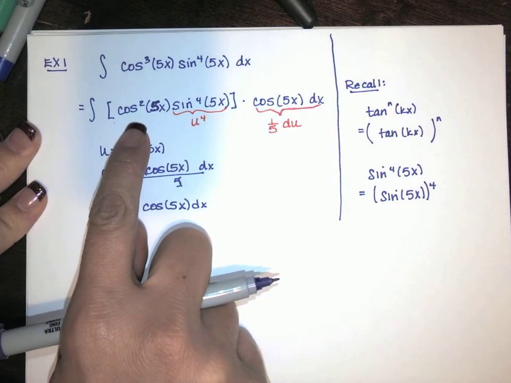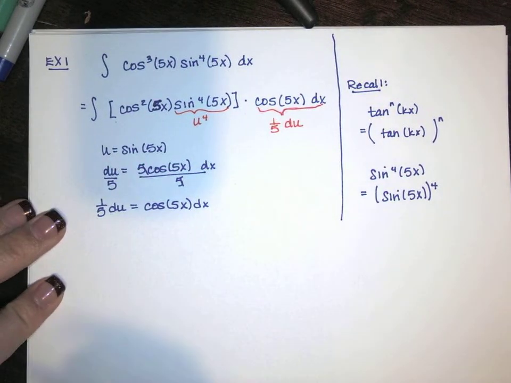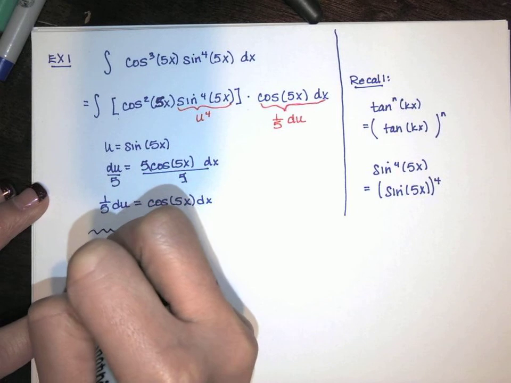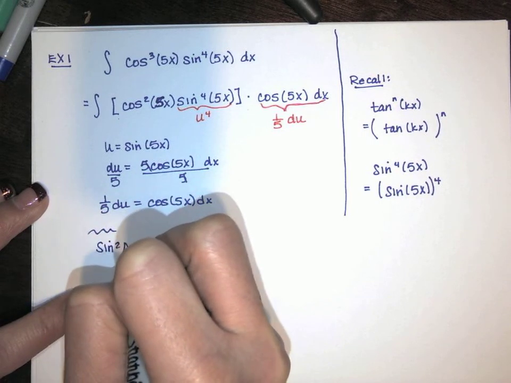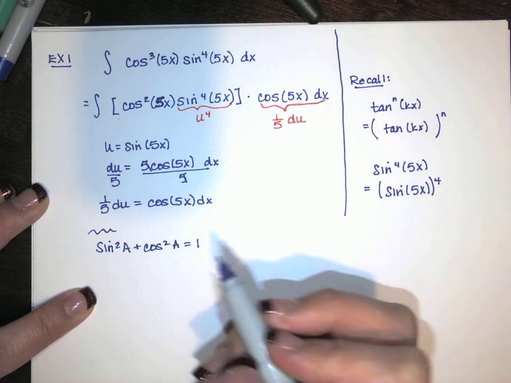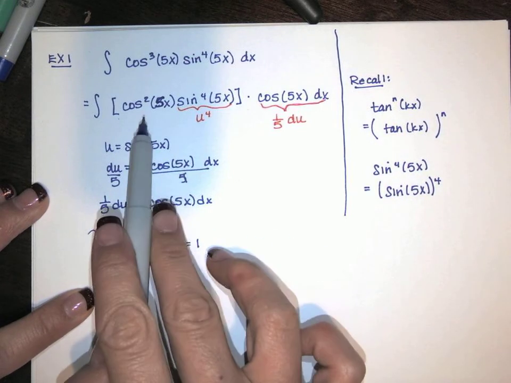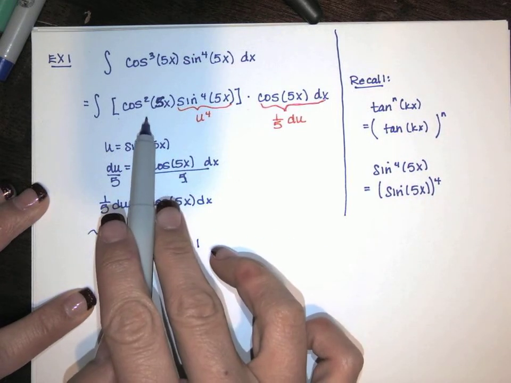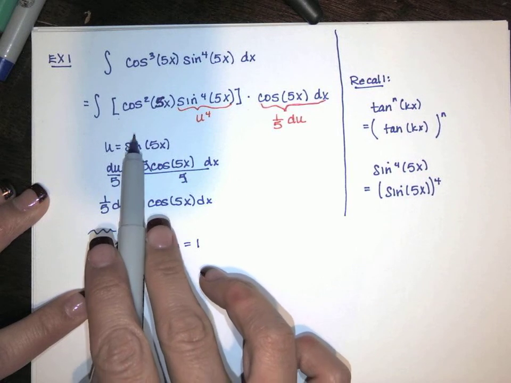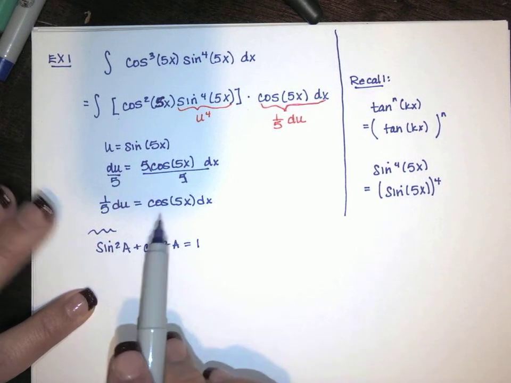And now I've got a cosine squared that's left over. Now remember, we know that sine squared plus cosine squared is equal to 1. If the angles are the same, we get 1. With that in mind, I can take this cosine squared, and I can write it in terms of sine. I need to write it in terms of sine so that we can do the u substitution.